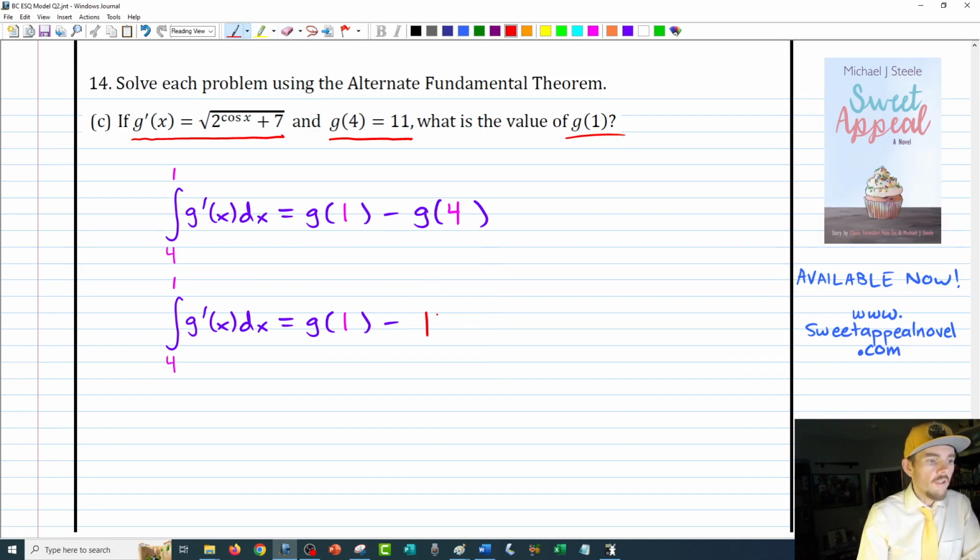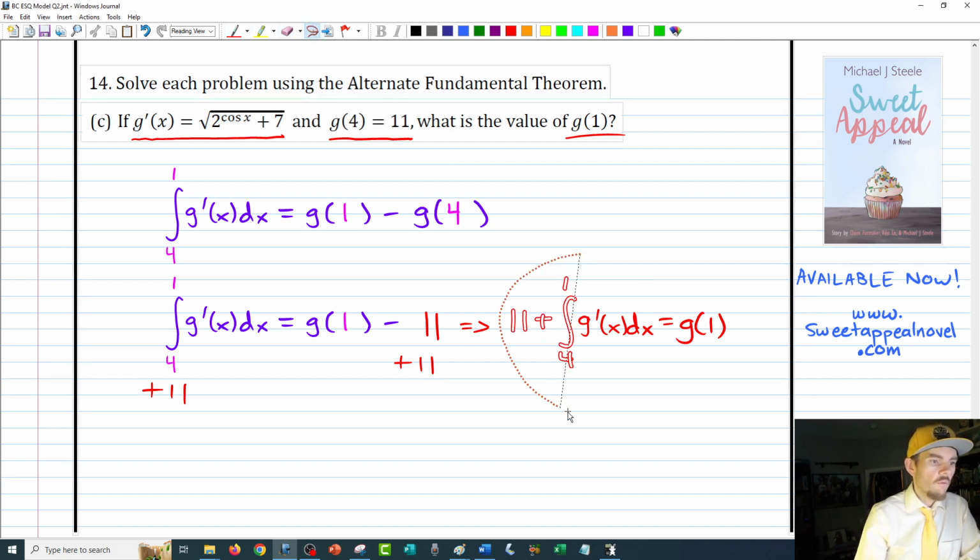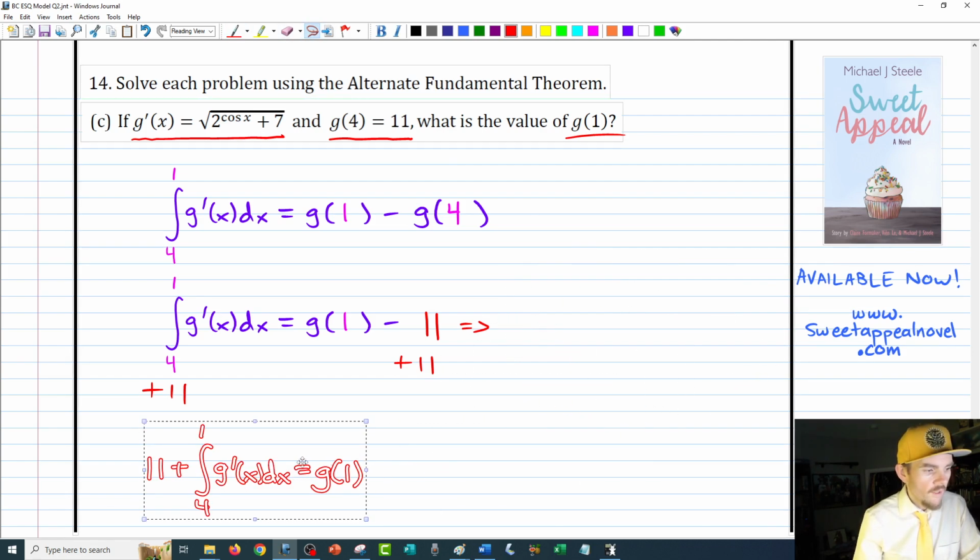g of 4 is 11. So now all I have to do is add 11 to both sides. So plus 11. Where is this going to leave us? It's going to leave us with 11 plus the integral from 4 to 1. Don't worry about them being out of order, it takes care of itself in the calculator. This is going to be equal to g of 1. The question is then, what is this equal to?